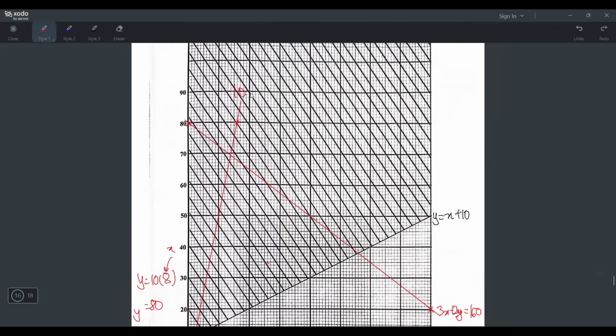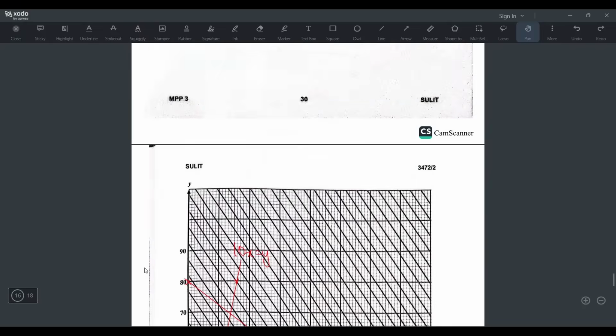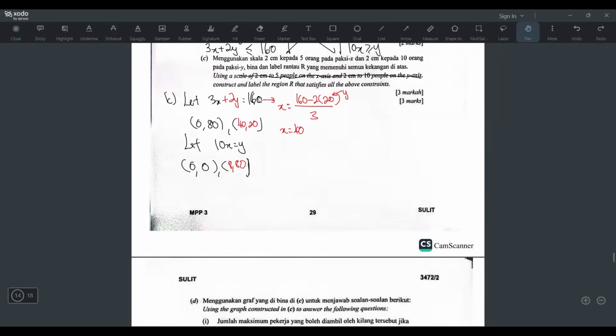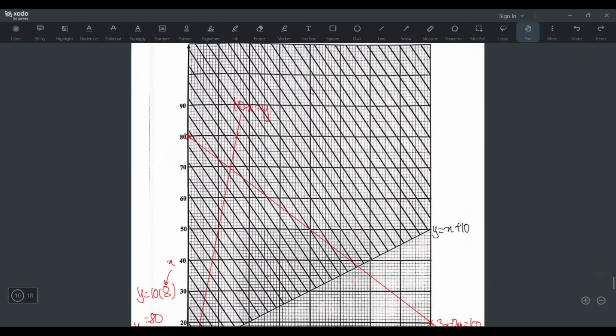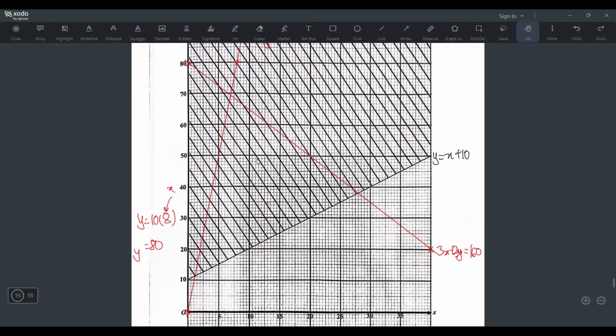Okay, now the next step, you know what to do? Label the region R, right? They actually never say shade the region R. You can see they said construct and label the region R. So let's just follow the instruction and just label R. So we'll just write the R. And I'll tell you where is the R. It has to be here.